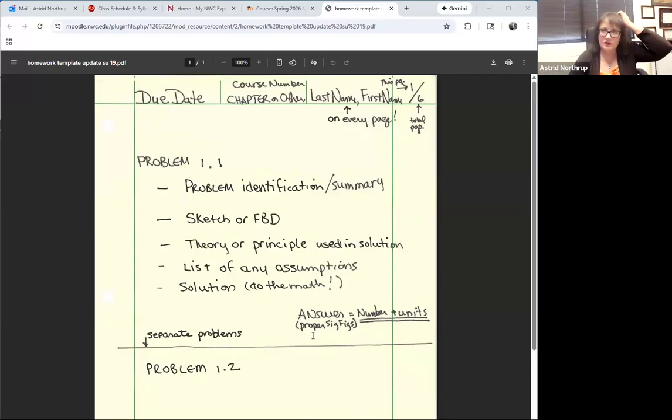But you should know how sig figs work, but if you don't, I'll be happy to work with you on that. But then separate it somehow. I like to put the answer, which is numbers plus units, off to the side, and then to separate the problems with a line. And that's why there's not too many problems in every homework set.